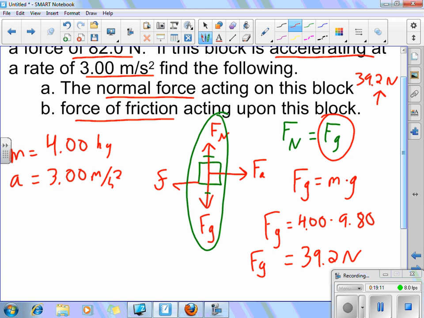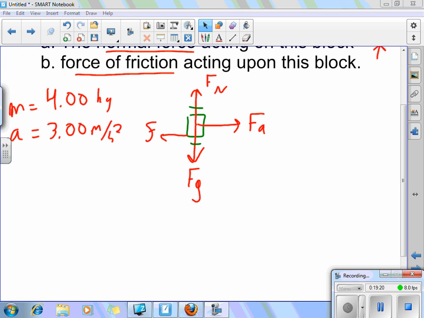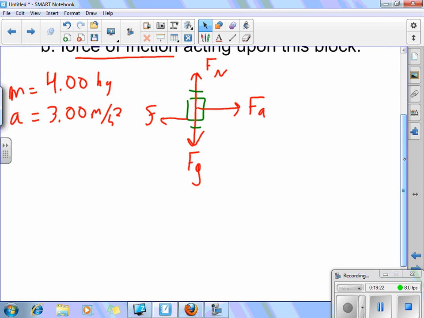Question A is actually kind of simple, because all we had to do is figure out that the normal force is equal to force of gravity. So we just calculate the force of gravity, and we know the normal force. Next part's a little more complicated. And this is a tough problem, so be aware of that.